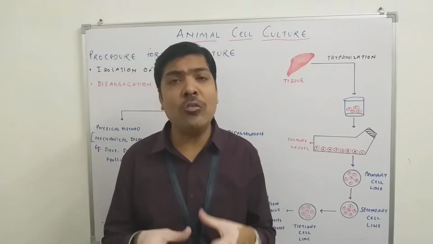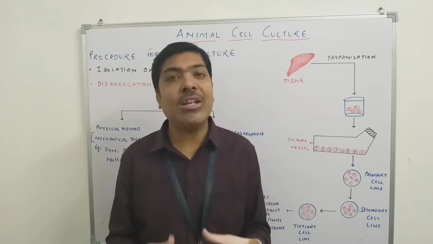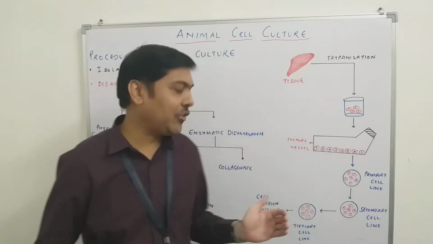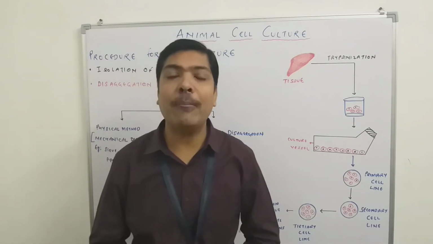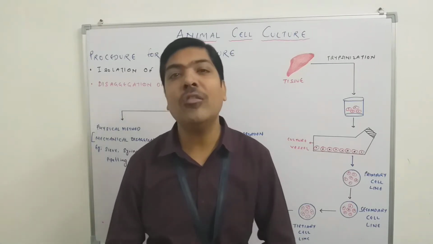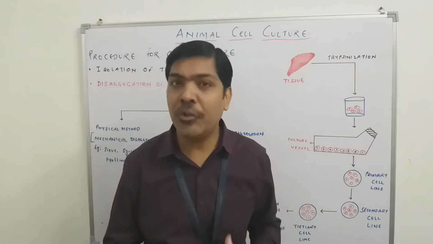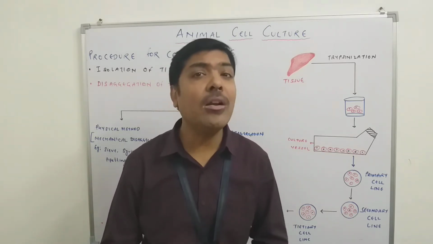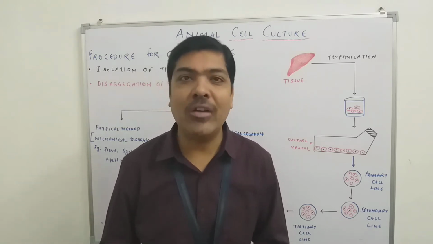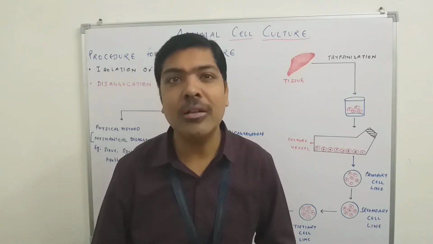So suppose we go for the repeated pipetting of that tissue, then the cells which are available in the tissue are very loosely arranged because of the action of the trypsin, and this will be easily disintegrated with the help of the repeated pipetting method. Here we are using the trypsin and the temperature of this particular process is around 36.5 degrees centigrade. So that's why we are calling it the hot trypsinization method.